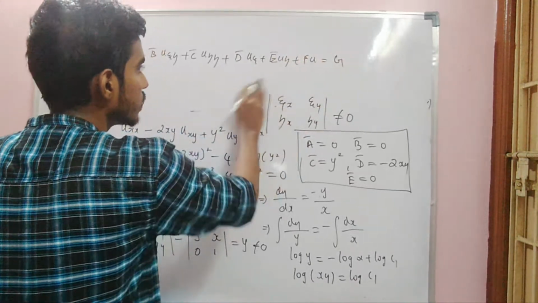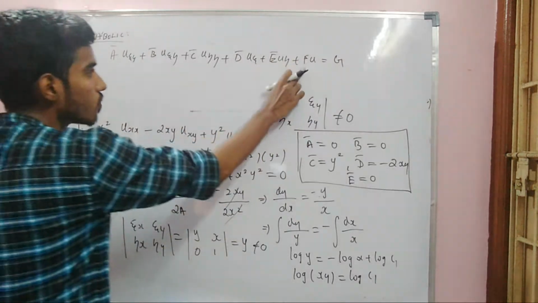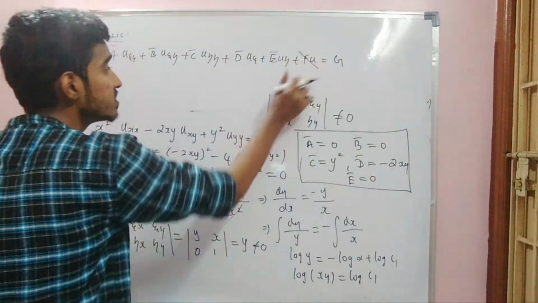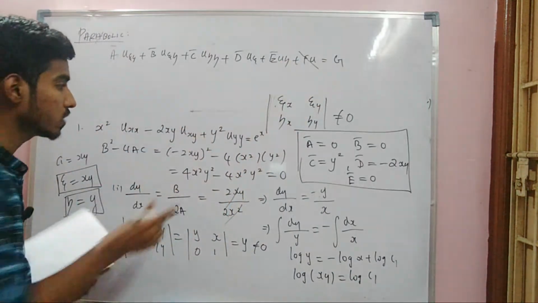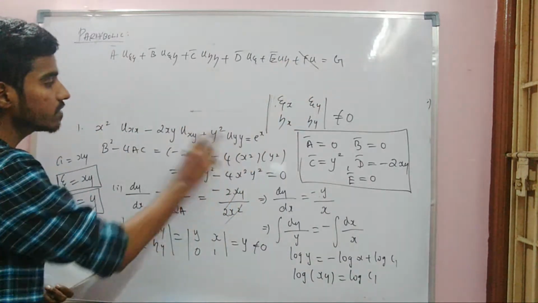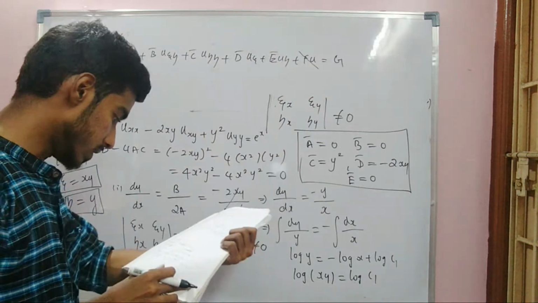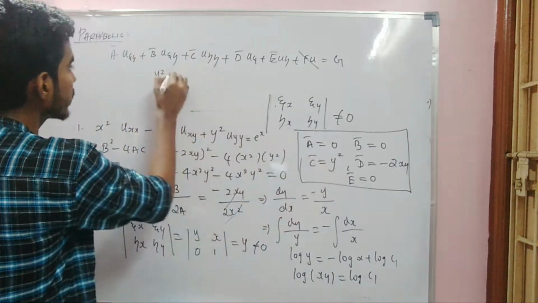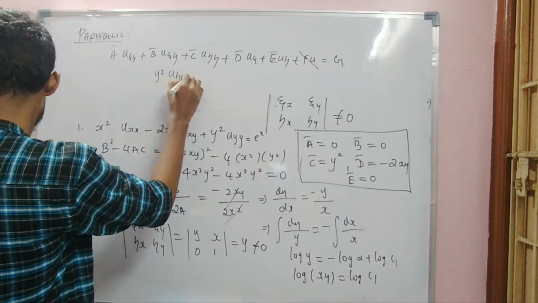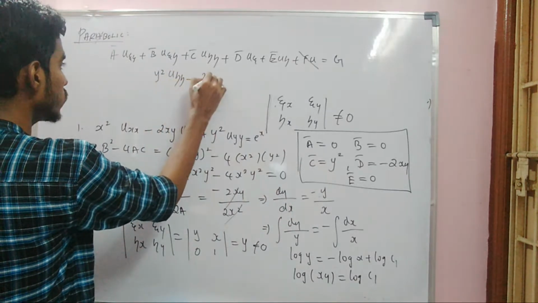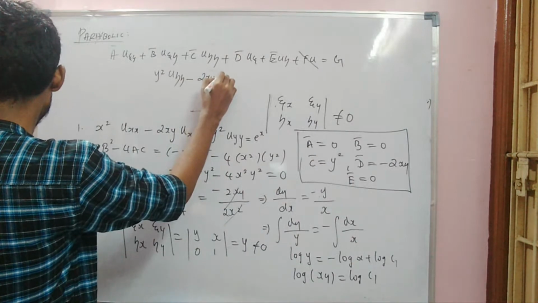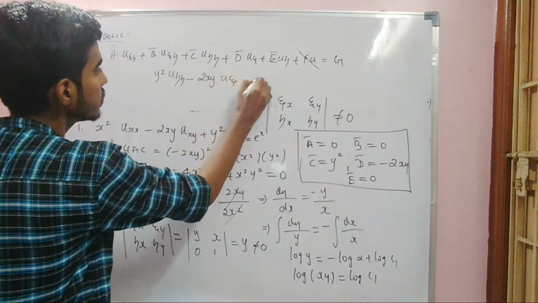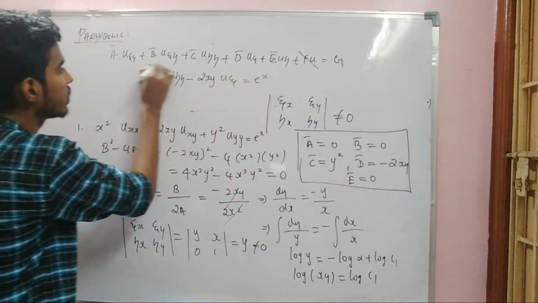We don't have bar for F and G. Here F is already equal to 0, but we have G to be e power x. So if we substitute here, we will get the answer: y square U eta eta minus 2xy U theta is equal to e power x. This is the canonical form.